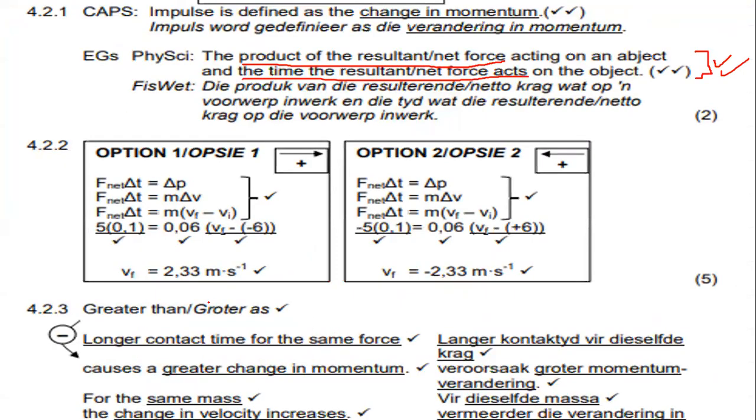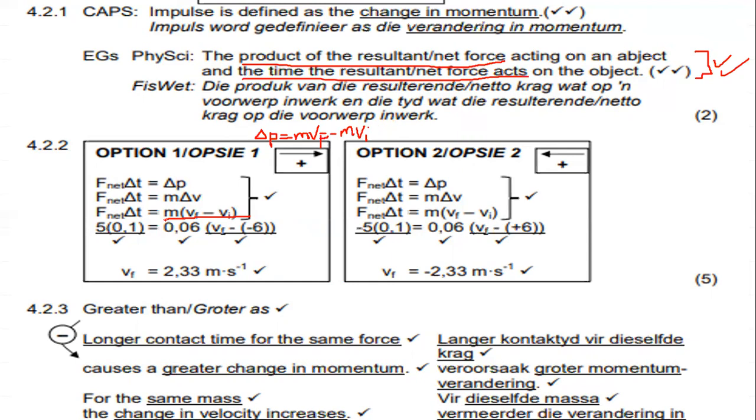Now, for option 1, we'll say F net delta T is equal to delta P. This is a formula that we get in our examination guidelines, or in particular, from our formula sheet. Then delta P has been broken down into MVF minus MVI. So F net delta T is equal to MVF minus MVI. How do you know that you need to break it down into that? Because you will see in your formula sheet that delta P is given as MVF minus MVI.